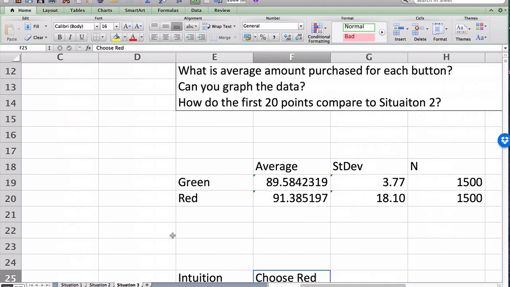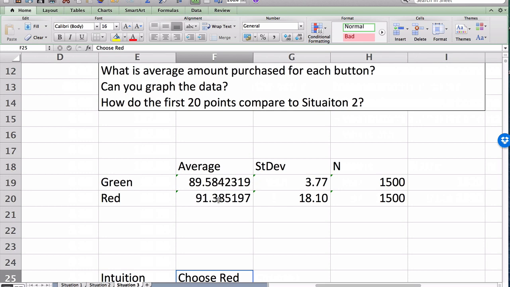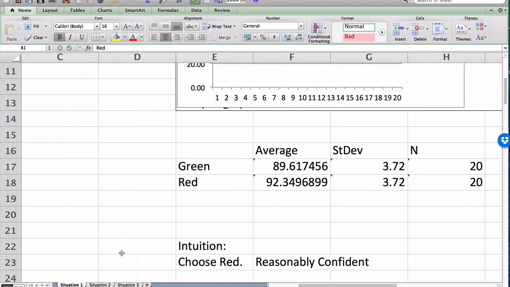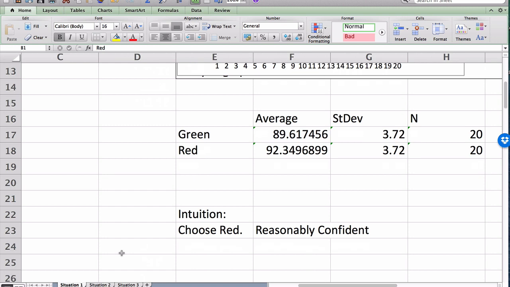And situation 3, where the differences in the button again made the red button better, this time by about $2. Standard deviation was still quite large for the red button, but now I had quite a lot of data points. When we had gone through these in class, we had talked intuitively about which button to choose.